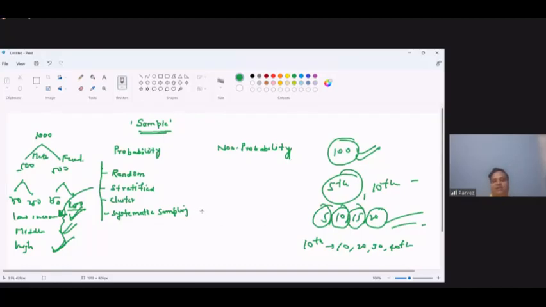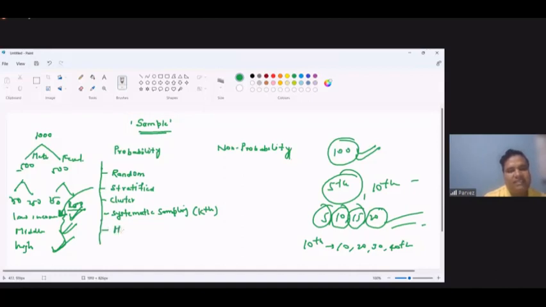So that is the reason we say that in systematic sampling, every kth item we are going to select. So it's up to you. Every third item, every fifth item, every 10th item, it's up to you. Is it clear? Yes, sir.